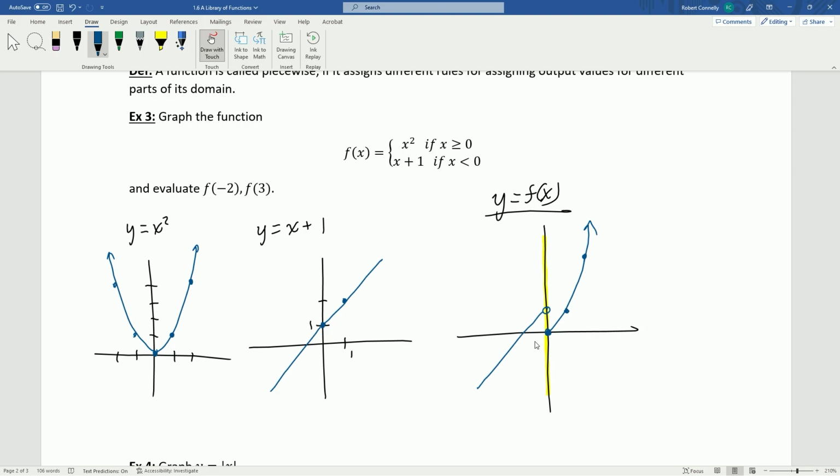So that's all there is to graphing piecewise functions. If you just draw your original functions and then break them up into which part of the domain is relevant for which function, they're pretty easy.